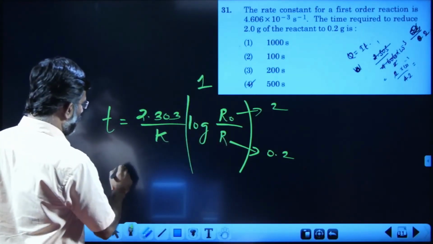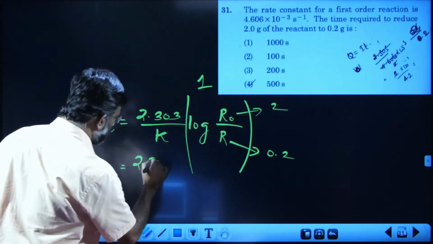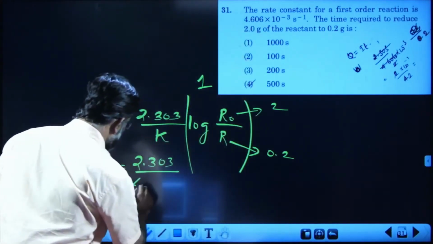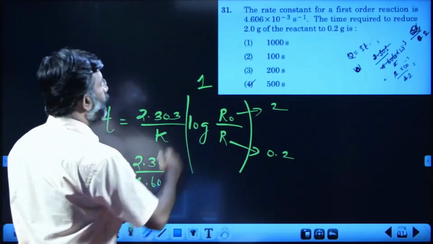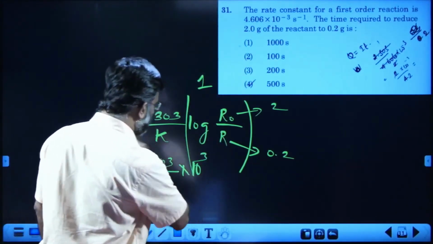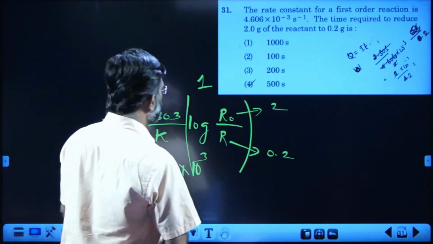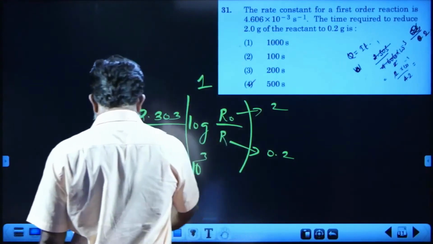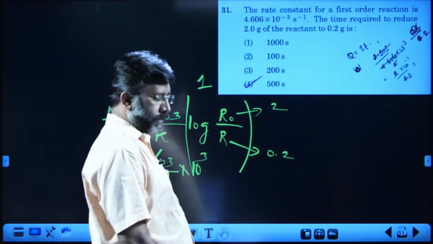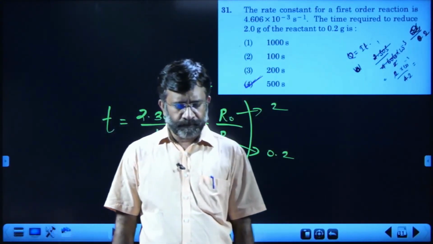So time will be 2.303 by k, since this part has become 1. What is k? It is 4.606 into 10 power minus 3, so in the denominator it becomes 10 power 3 in the numerator. This is 2, so 1000 by 2, your answer is 500. Fourth choice. That is the 31st question.